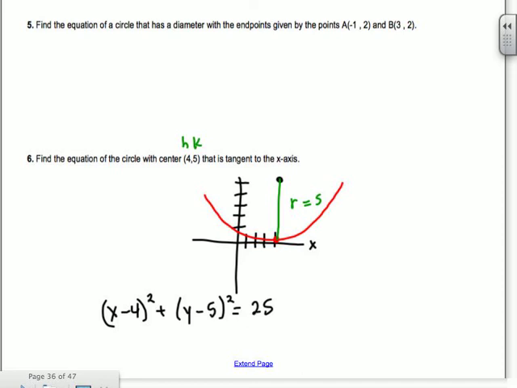Okay, sometimes I'll say tangent to the x-axis, sometimes I'll say tangent to the y-axis. Just always draw it out. It's very easy if you draw it out. Okay, so that's it.